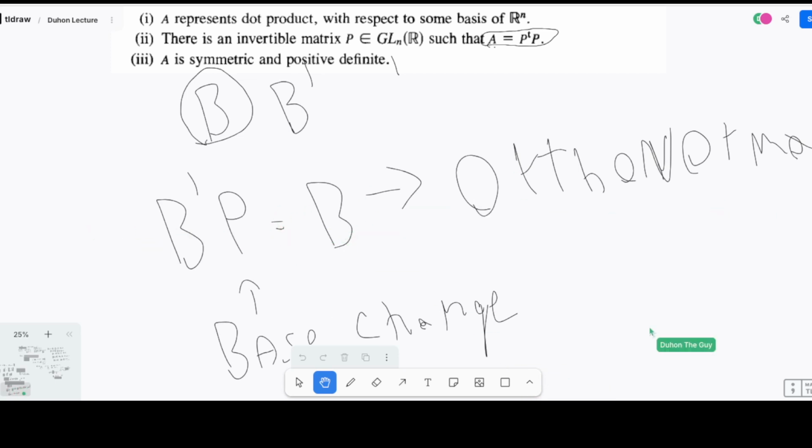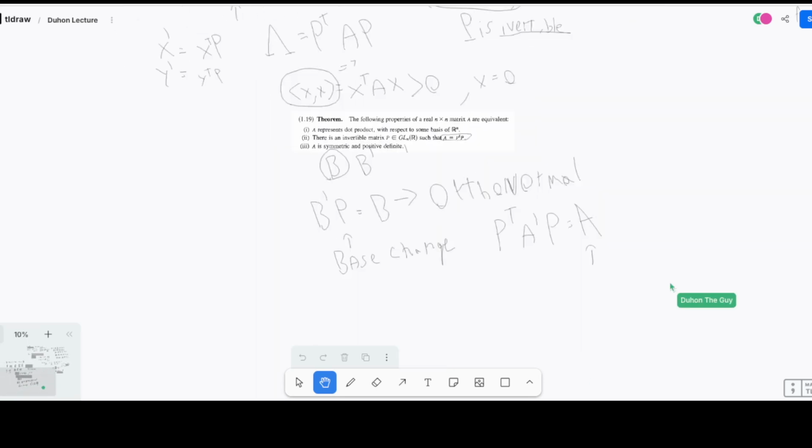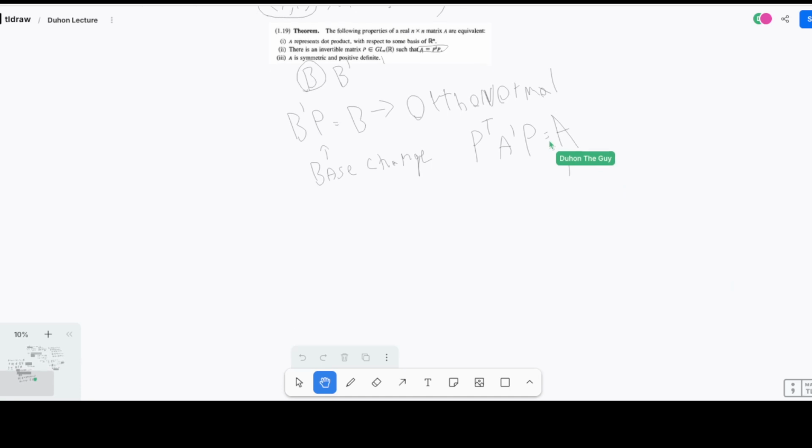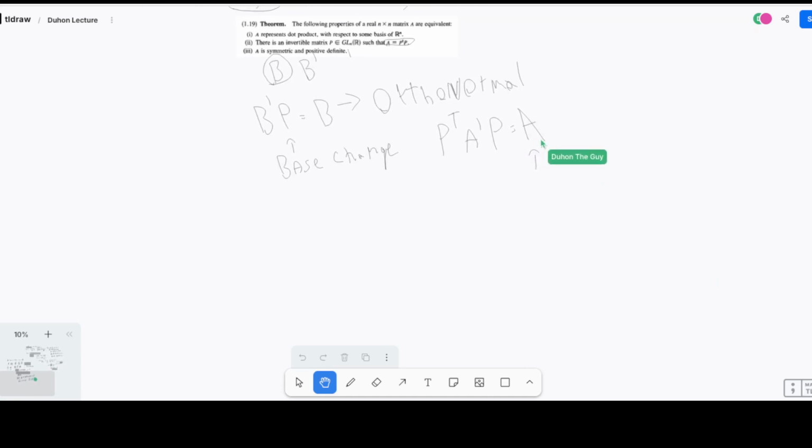Now B is orthonormal. That means that we're gonna have like a matrix A, which if we do like P T A line P is going to be equal to A. This guy is the dot product specific for the orthonormal basis, and that means that there's something very important going on here. I think that's kind of right. Let me see what is exactly written here.